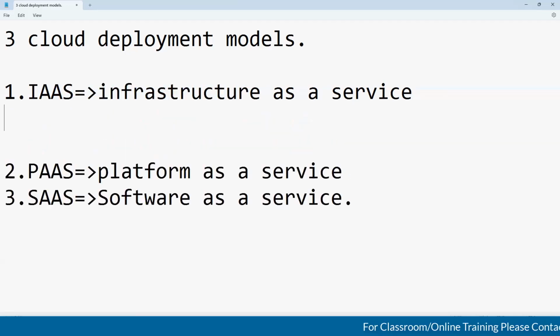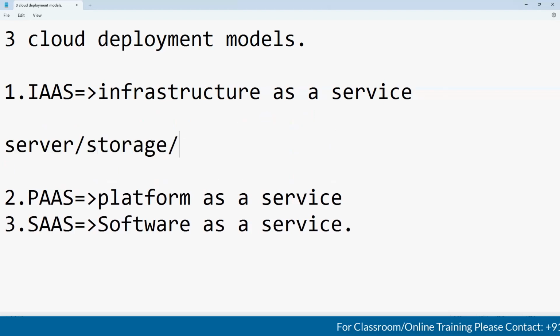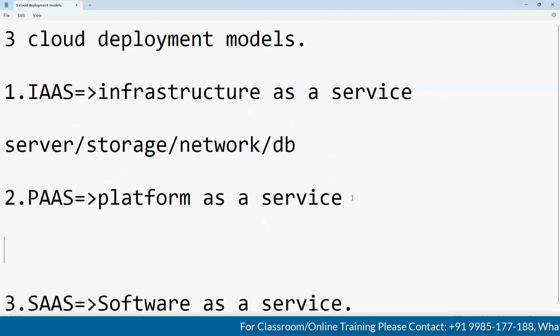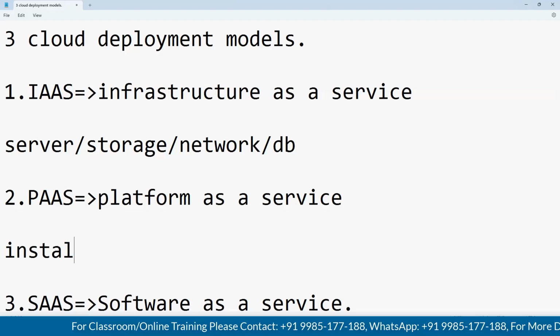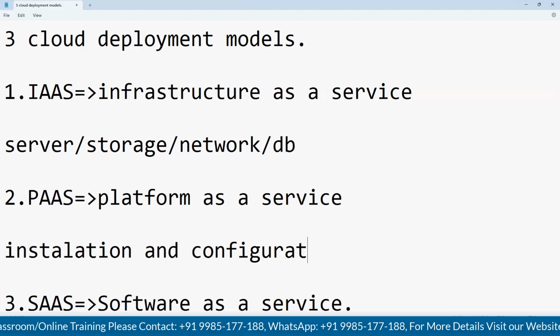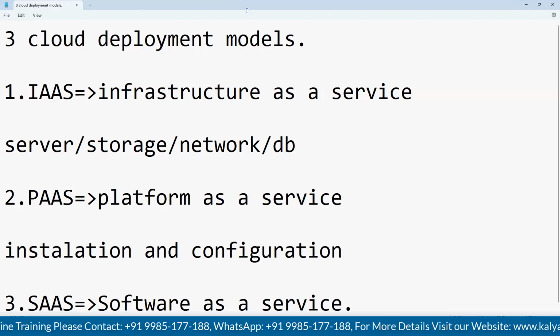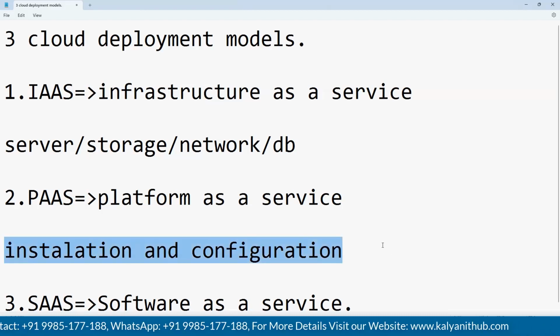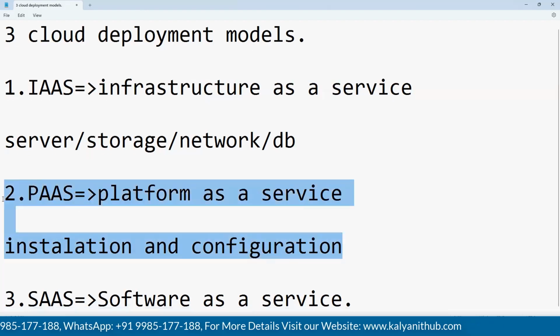Servers, storage, network, and database all come under infrastructure, guys. PaaS means platform as a service. Here you need not worry about installation and configuration. They are providing a ready-made environment, and on top of it you can directly host the application. This comes under PaaS.